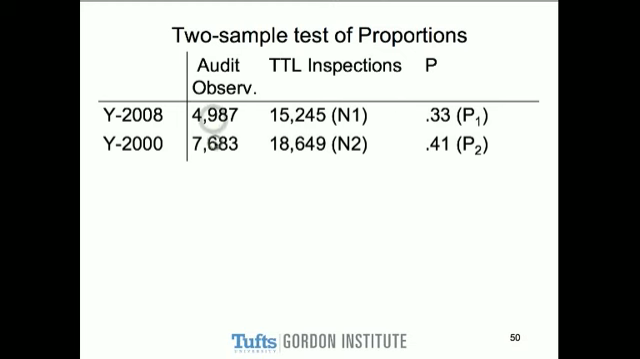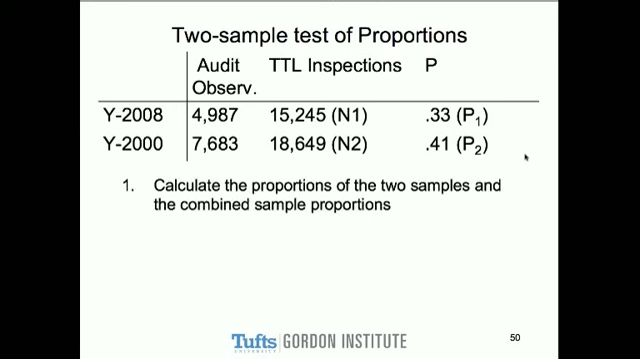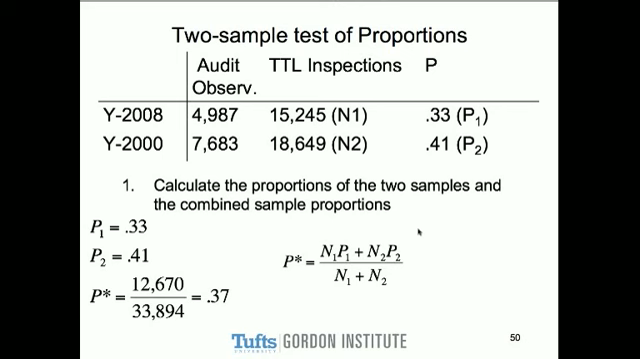And these are kind of like, for those who aren't familiar with the industry, kind of like giving them a parking ticket, speeding ticket. Something wasn't correct and you need to fix it. All right. The individual proportions for each year are right here. So we need to calculate the proportions of the two samples. All right, we have that, P1 and P2, and then do the combined sample proportions. All right.